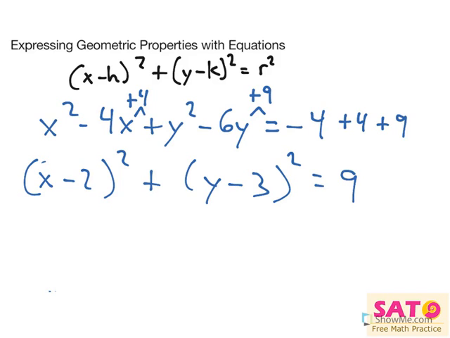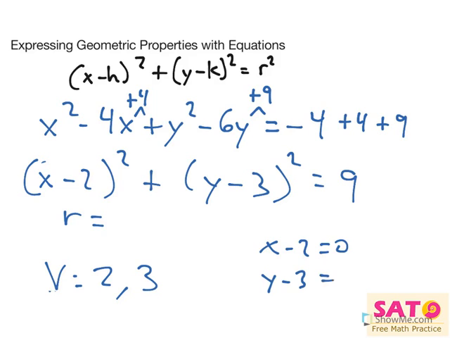But we know that the center would be (2, 3), because we just simply do the reverse of each to get the center. And the radius would be the square root of what it's equal to. So that would be 3.